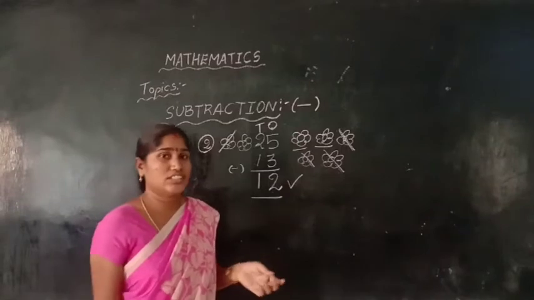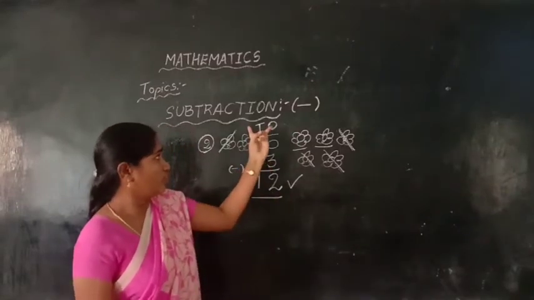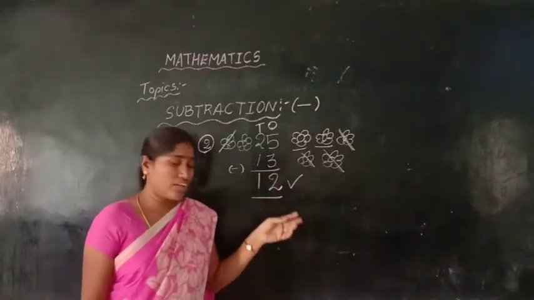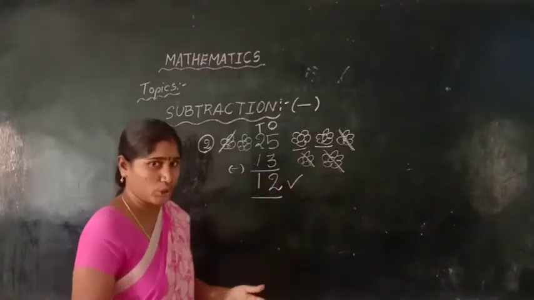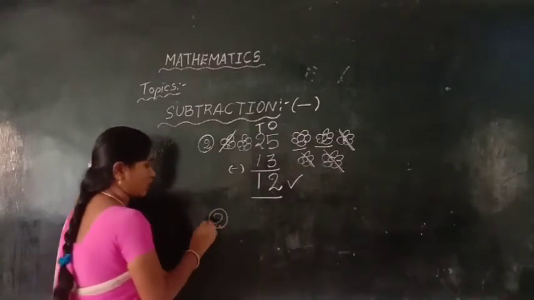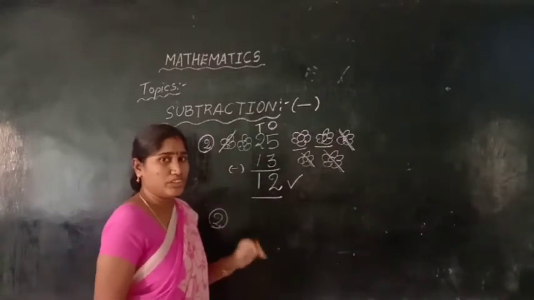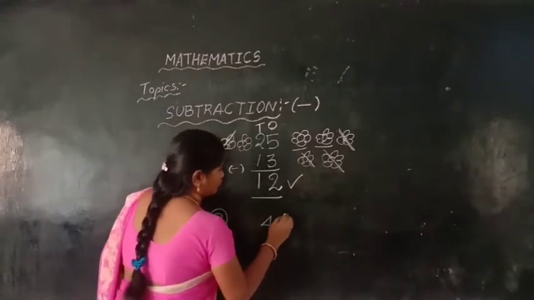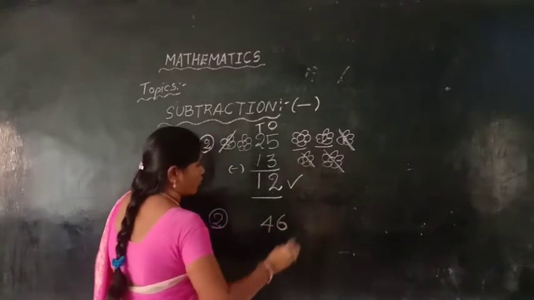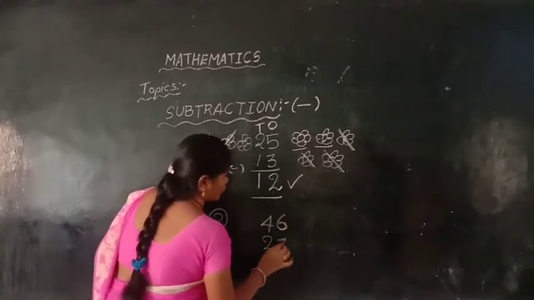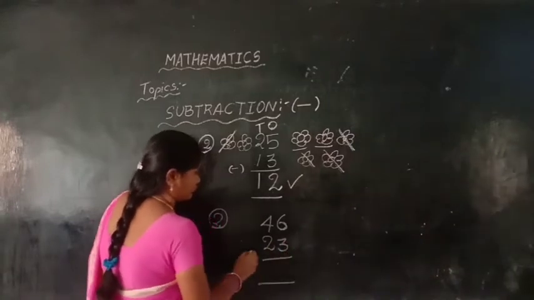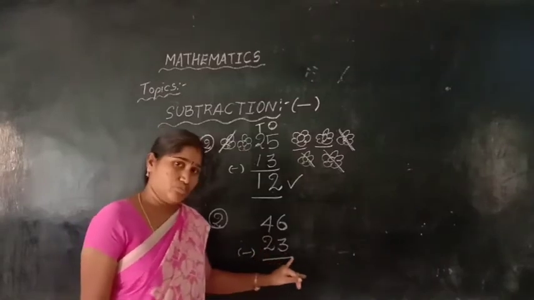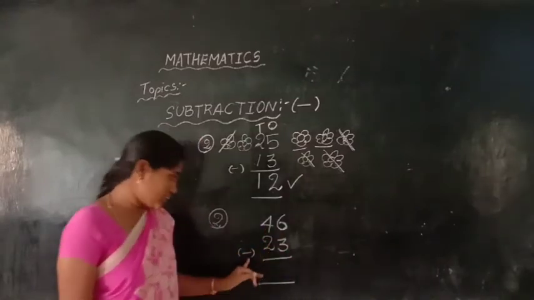Did you understand, children, how to do the subtraction with 2-digit numbers? Okay, children, I hope you understand, but I will do one more example for you. Now we are doing the second example in subtraction with 2 digits. Okay, children, 46 minus 23. 46 minus 23.